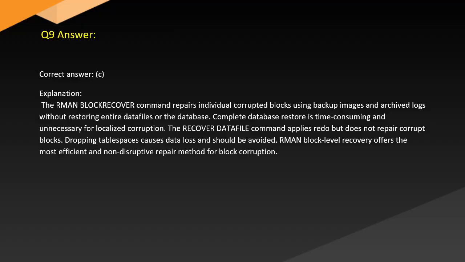Answer. Correct answer, C. Explanation. The RMAN block recover command repairs individual corrupted blocks using backup images and archived logs without restoring entire datafiles or the database. Complete database restore is time-consuming and unnecessary for localized corruption. The recover datafile command applies redo but does not repair corrupt blocks. Dropping tablespaces causes data loss and should be avoided. RMAN block-level recovery offers the most efficient and non-disruptive repair method for block corruption.